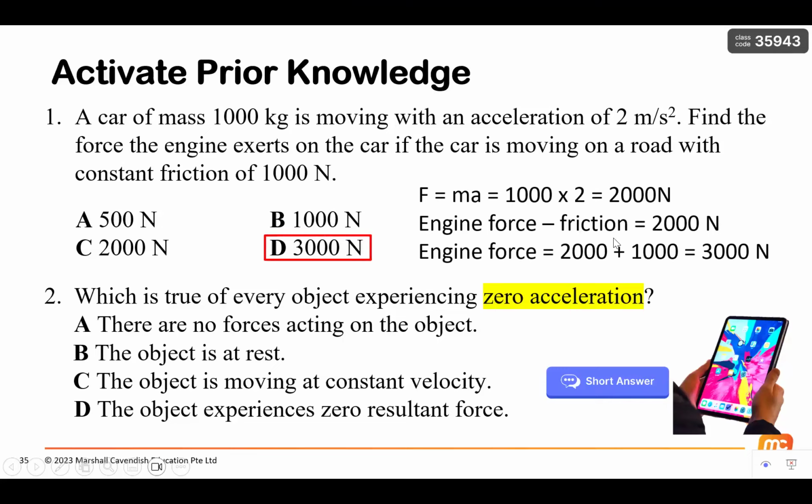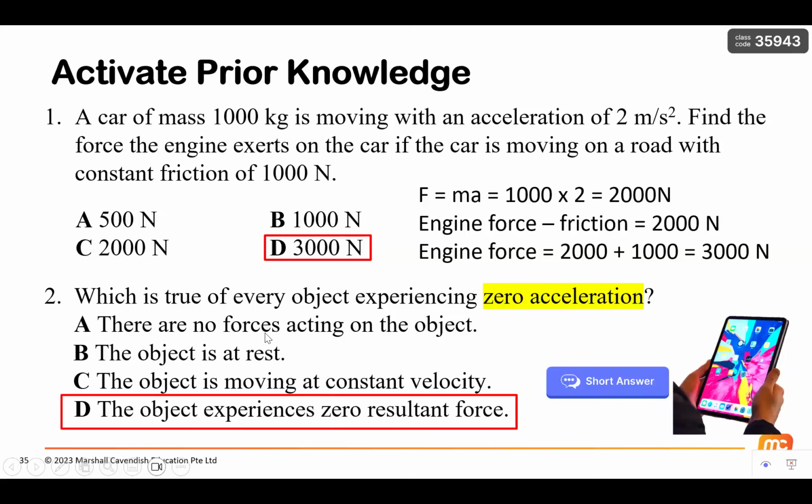For the second question, which of the following is true for every object experiencing zero acceleration? So you should know that when I have zero acceleration, I will have zero resultant force. But zero resultant force does not necessarily mean that there are no forces. It's just that all the forces are balanced. So the best answer over here is it has zero resultant force, not no forces.